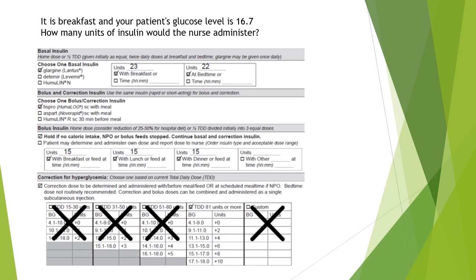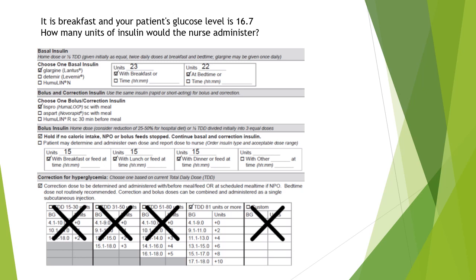As you can see here, we've got the basal insulin, and it's glargine that's been checked off, and it specifies 23 units at breakfast and 22 units at bedtime. For our bolus and correction insulin, it specifies Lispro. Again, it says hold if no caloric intake, NPO or bolus feed stopped. And then it specifies with breakfast, lunch, and dinner, for each of those meals, it's 15 units of bolus insulin, which is the Lispro.